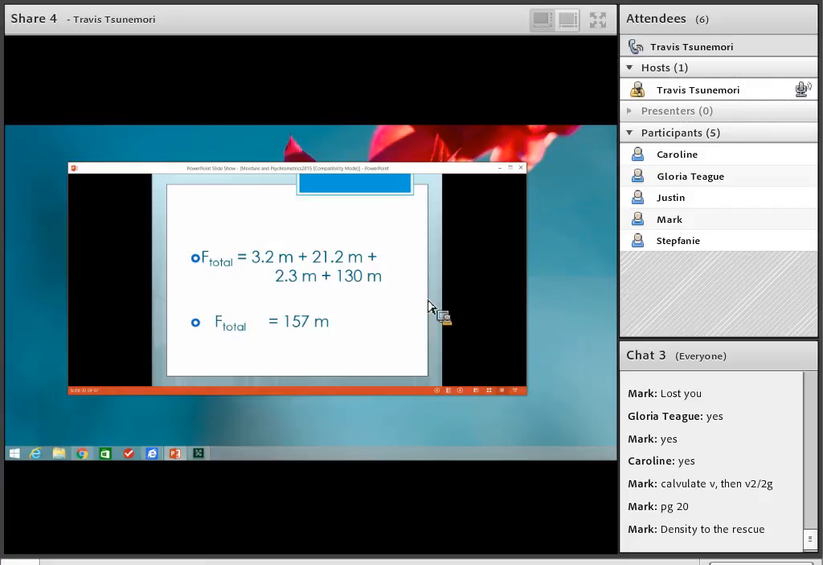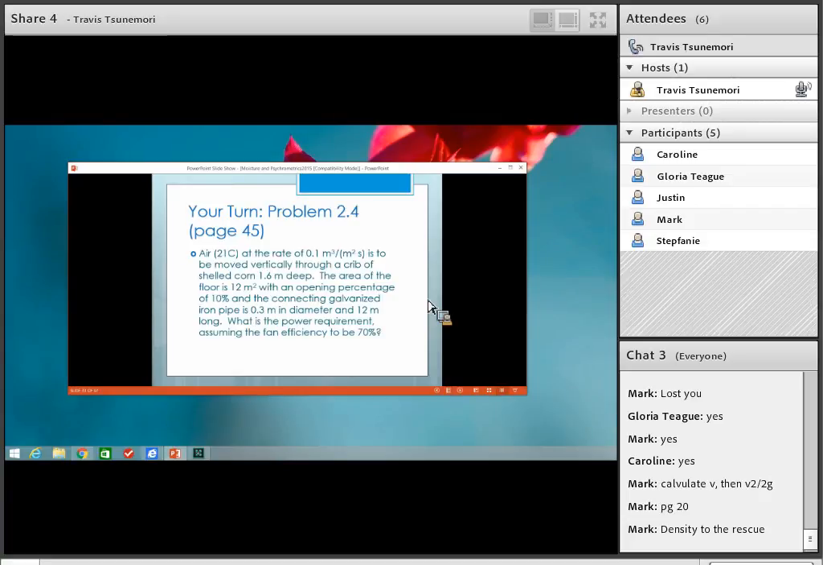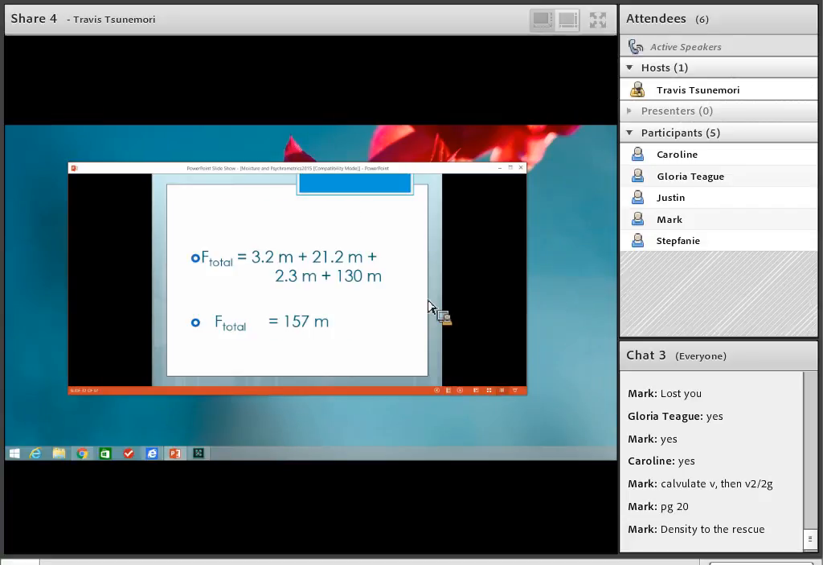So how do we get from friction loss through the system to total pressure? Well, if you remember, with Bernoulli's equation for fans, W equals F. That's basically what we got to. So we know F, so we know W, and W is the total work needed to be input to the system through the fan. So that would be our total pressure. So our total pressure is equal to 157 meters.